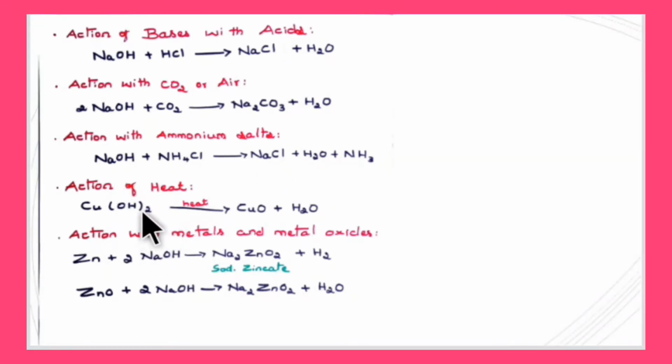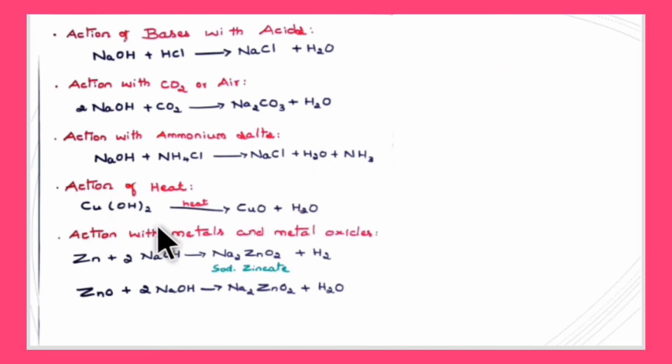Next, moving to the action of bases with heat. Generally, hydroxides of metals between copper and calcium, which comes first? Calcium comes first. Between calcium and copper come titanium, manganese, iron, nickel, cobalt. So these hydroxides of metals in the electrochemical series decompose on heating to form the corresponding metal oxides and steam, nothing but water. Here, Cu(OH)2, copper hydroxide, on heating gives CuO plus water.